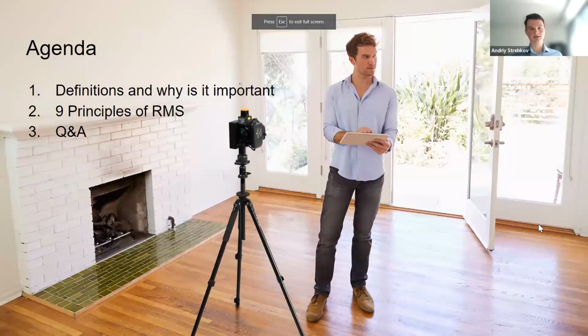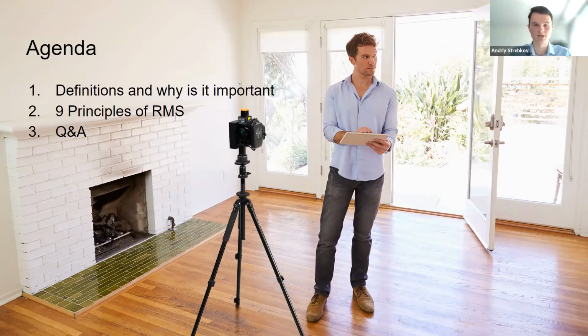Our agenda basically consists of three parts. First, we will begin with some basic definitions and why this new residential measurement standard is important for the real estate market, for home buyers, sellers, agents, everybody. And then we will go through the 9 principles of RMS. And at the end, I will answer any of your questions.